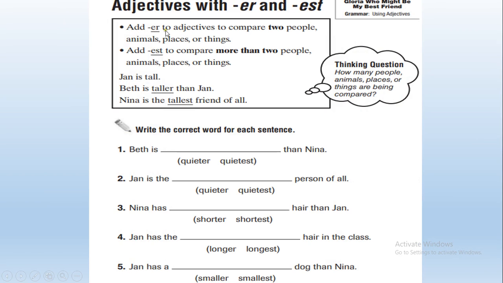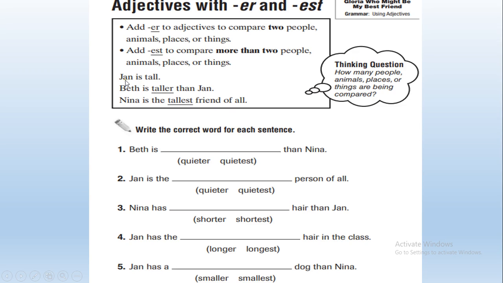We add ER to adjectives when we compare between two people, two animals, two places, or two things. Remember, when we compare between two. But we add EST when we compare more than two: more than two people, more than two animals, more than two places, or more than two things.